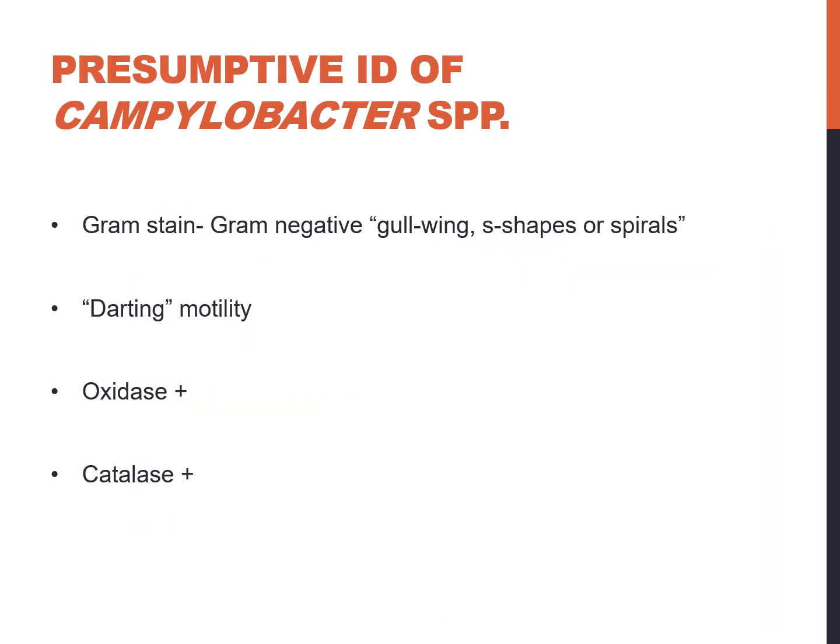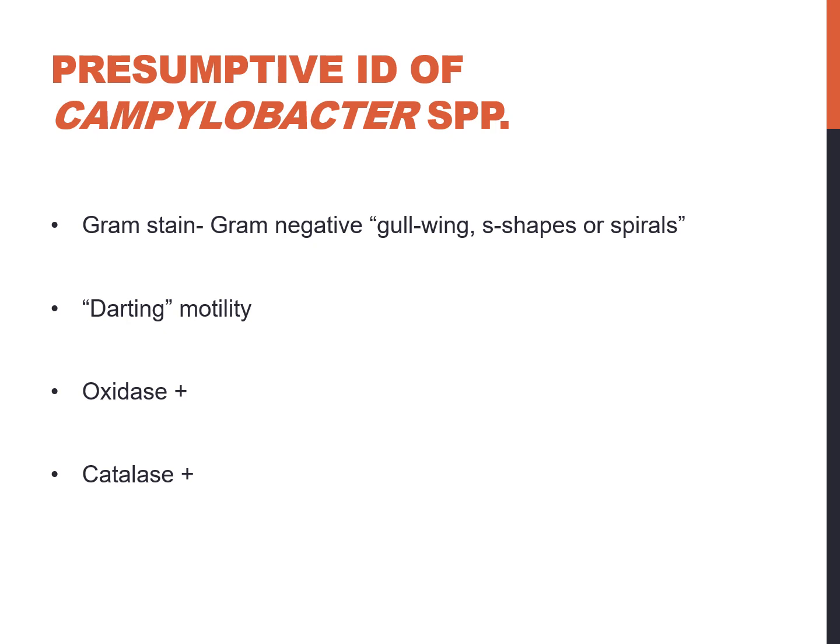Presumptively, we could say we have isolated a Campylobacter by first doing the gram stain. The gram stain is going to demonstrate a gull-wing or S-shaped gram-negative rod. Motility-wise, and we can observe this especially on phase microscopy, it has what's known as a darting motility. They are oxidase positive and catalase positive as well.